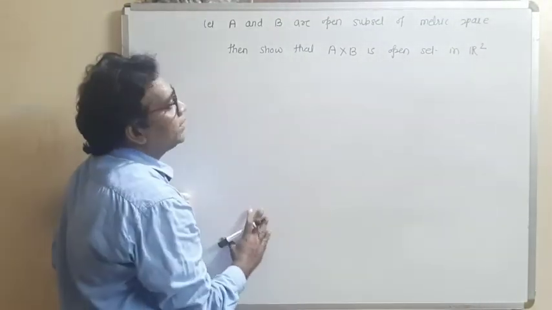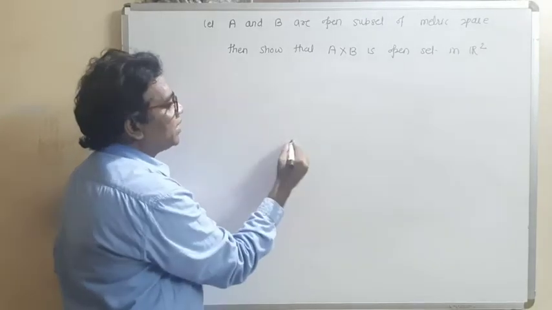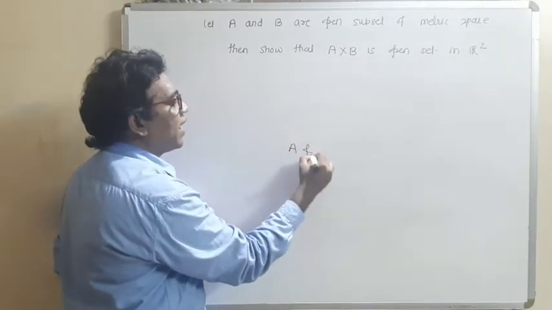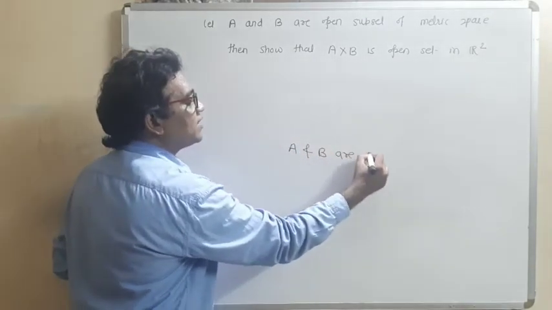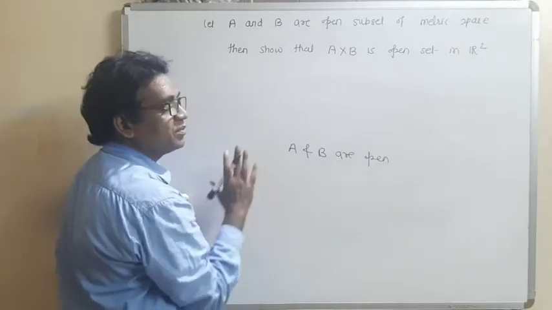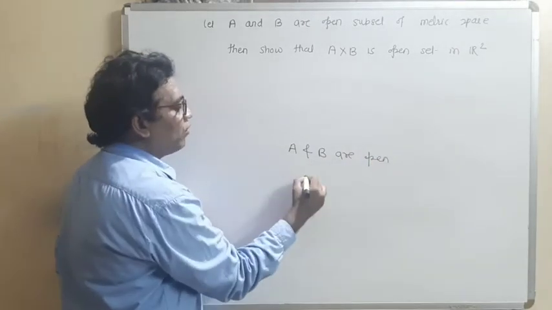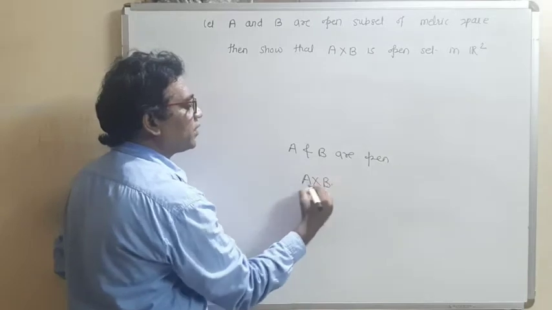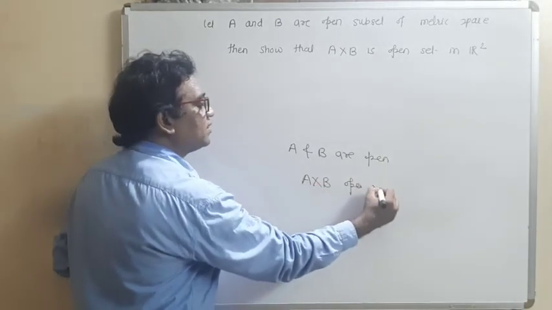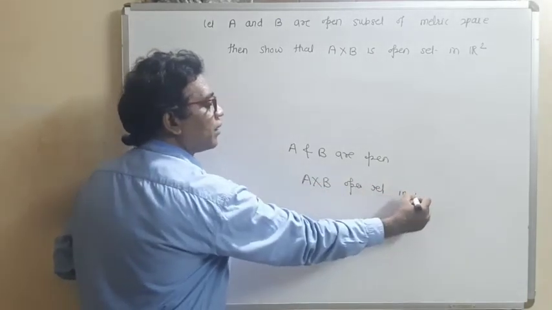Now see what is given. We are given two open sets, A and B, which are open sets in a metric space M. And we want to show that this cross product A cross B is an open set in R2.